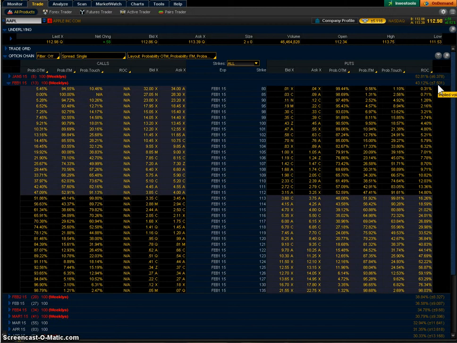$7.50, plus or minus. So they think Apple can move $7.50 up or down. Take the current price and subtract $7.50: 1, 2, 3, 4, 5, 6, 7, and 50 cents, so 104. You could sell the 104 put.